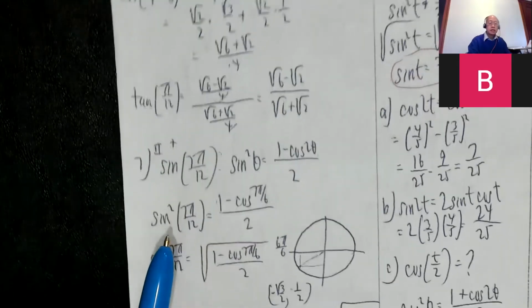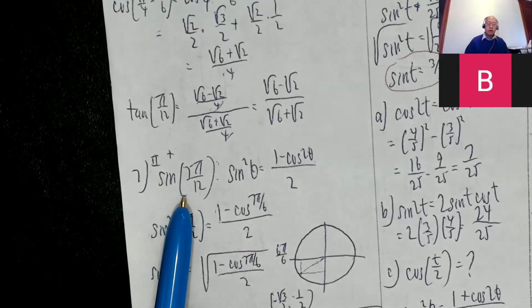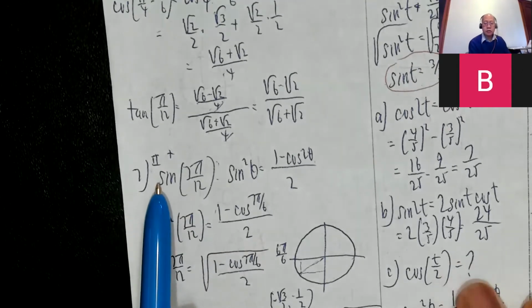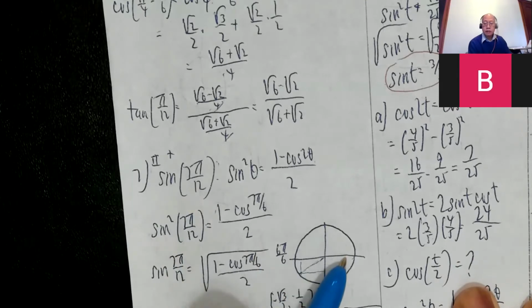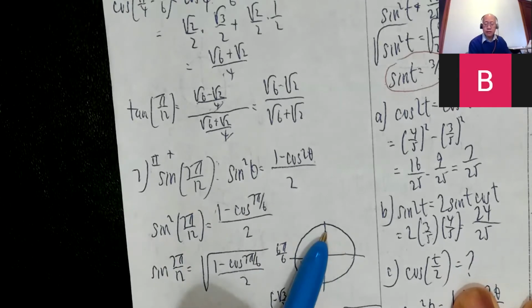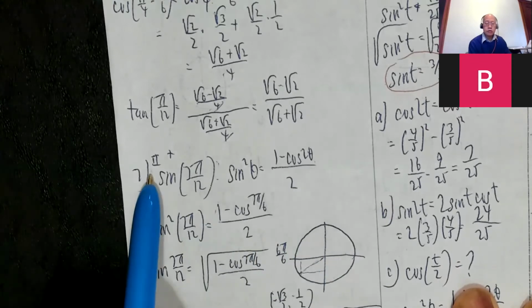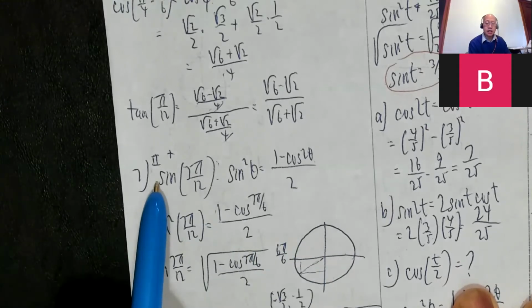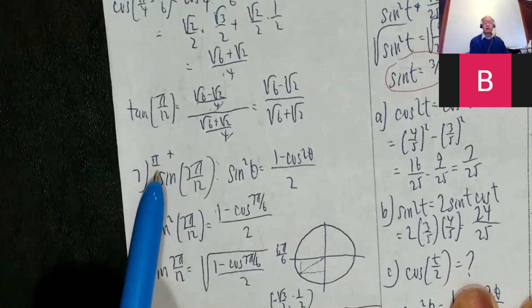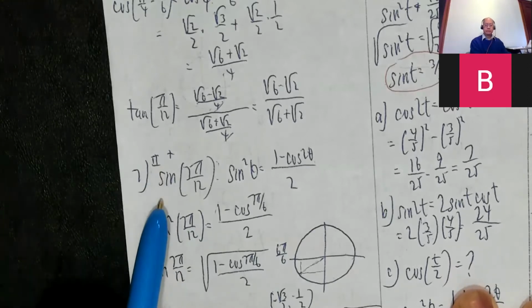Okay, number 7, sine of 7 pi over 12. First thing I notice is that's in the second quadrant. So how do you know that? Well, 6 pi over 12 is pi over 2. That's 90 degrees. So I go a little bit more. I'm in quadrant 2. In quadrant 2, the sign, S-I-G-N, of the sine, S-I-N-E, is positive. So I will have to keep that in mind.